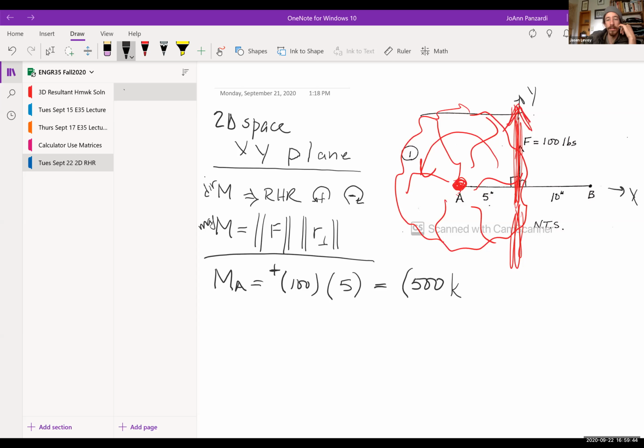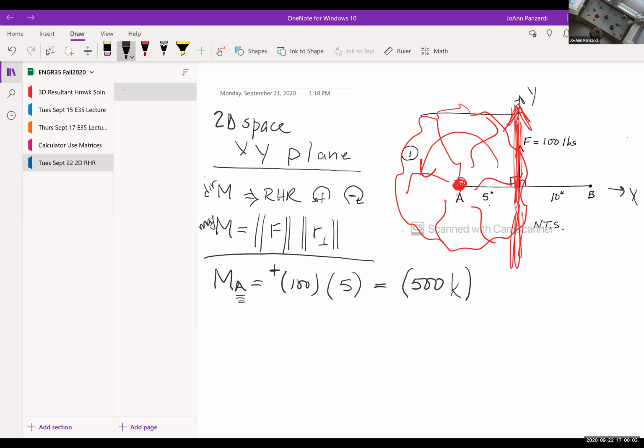Sorry, maybe I missed it at the beginning. Are we saying this is specifically the moment at point A, not at the middle or at F or anything like that? Correct. We're finding the moment about point A, and that's why I'm putting a subscript of A here. Now I got it.